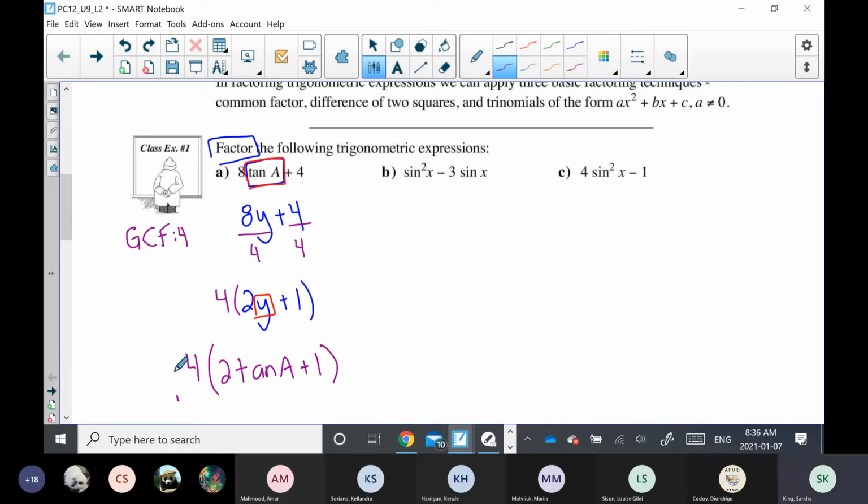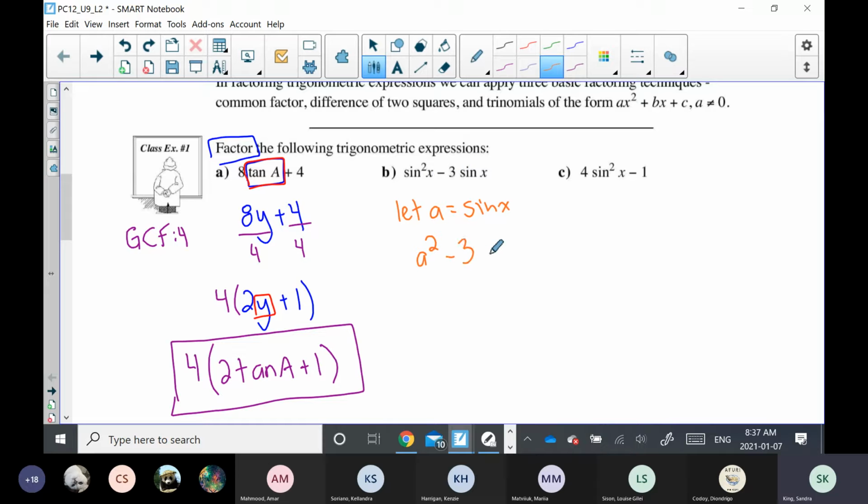And this is your trig expression completely factored. Okay, we're going to do the same thing up here. So I'm going to substitute, I'm going to pick a variable that's different than what I see, and I'm going to pick the variable a. So I'm going to say, let a equal sine of x. I'm going to take the sine of x out and put an a in so that we could see easier how to factor this. So it's sine squared of x, so that would be a squared minus 3a.